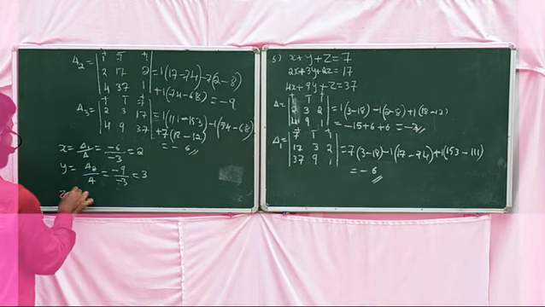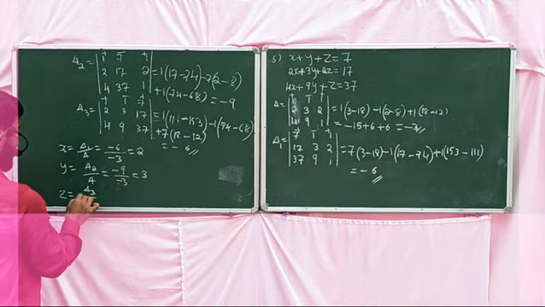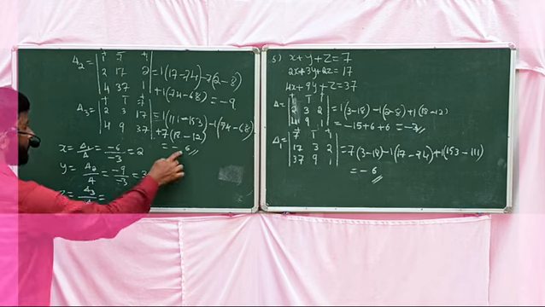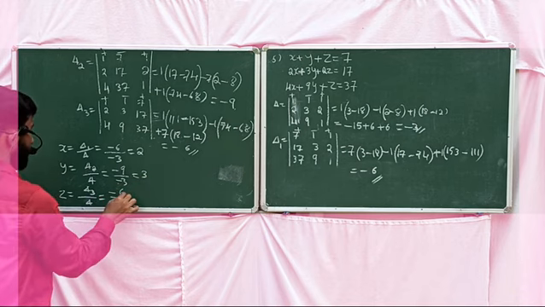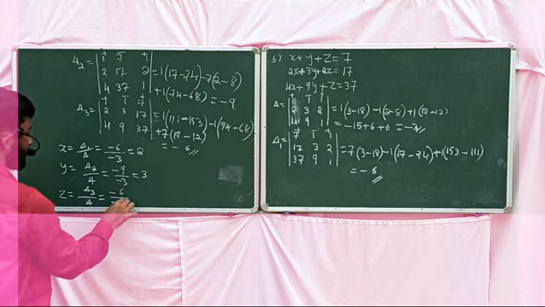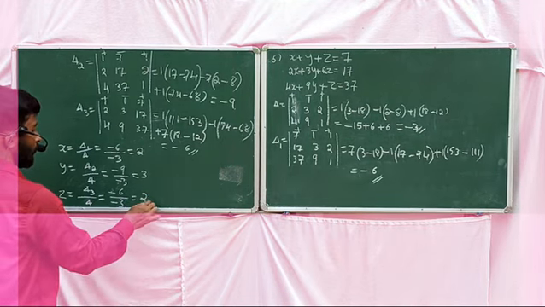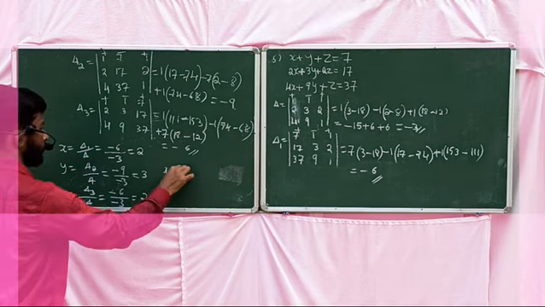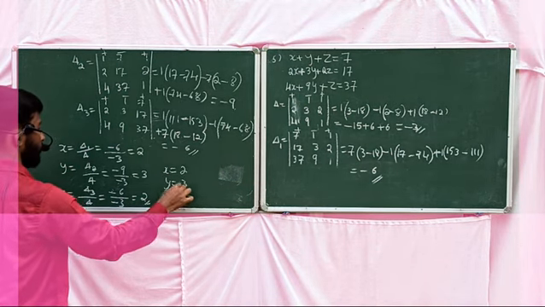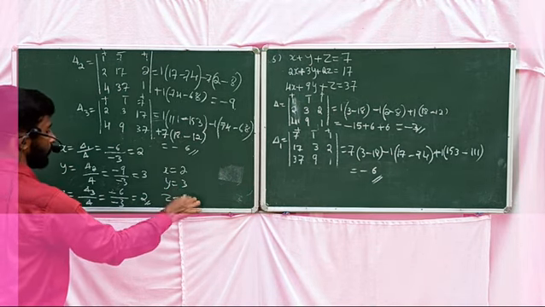And the z value is given by delta 3 divided by delta. Delta 3 value is again minus 6 divided by the delta value, minus 3. Cancel minus minus, 6 by 3 is equal to 2. Therefore, x value is equal to 2, y value is equal to 3 and z value is equal to 2.